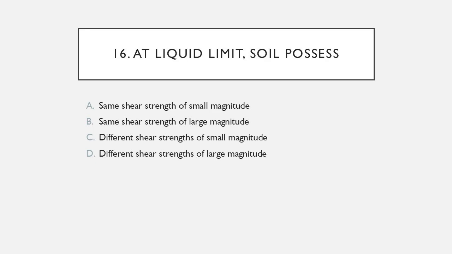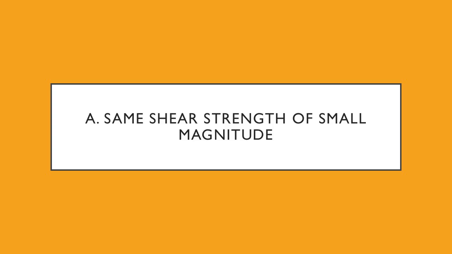16. At liquid limit, soil possesses: A. Same shear strength of small magnitude. B. Same shear strength of large magnitude. C. Different shear strengths of small magnitude. D. Different shear strengths of large magnitude. A. Same shear strength of small magnitude.